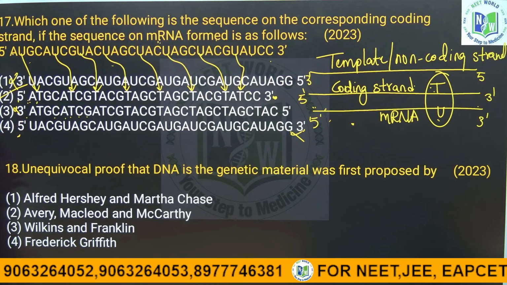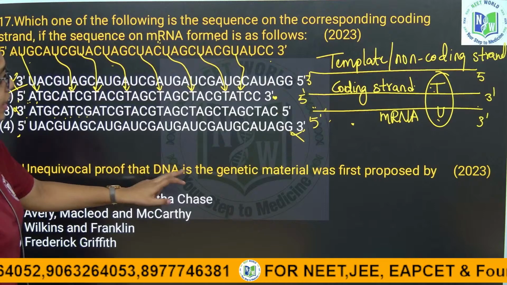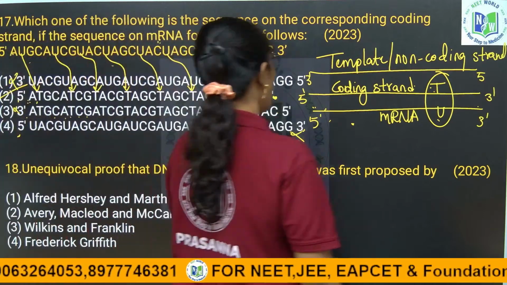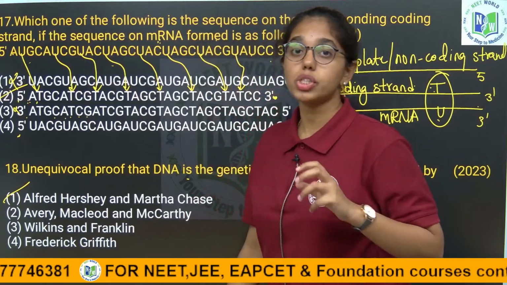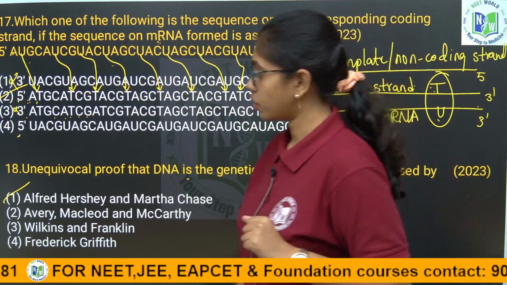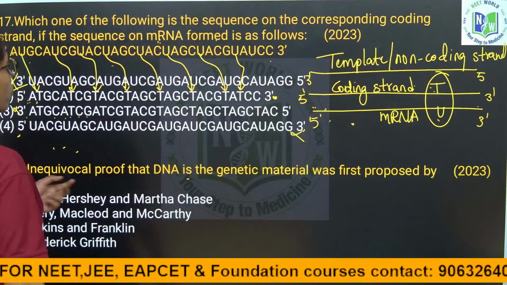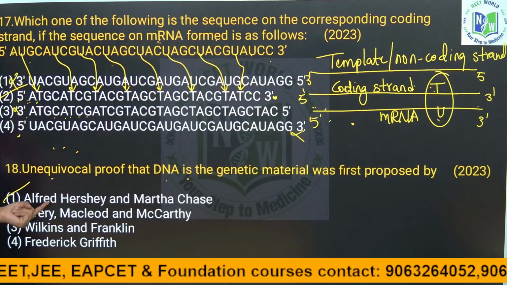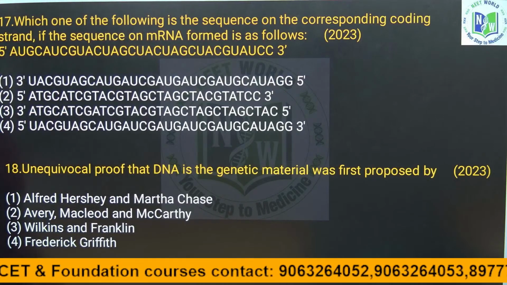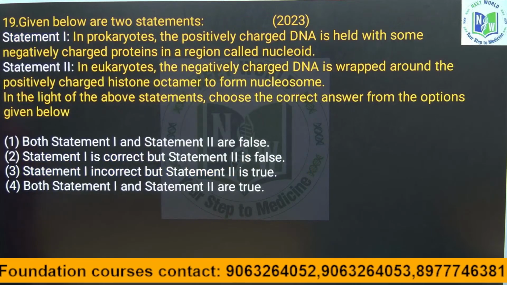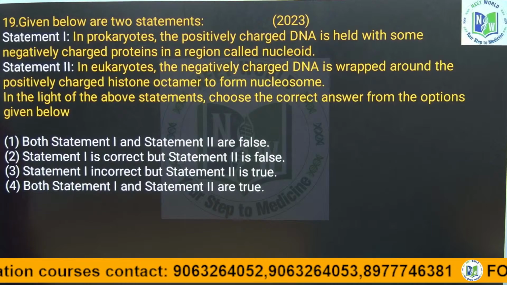Yeah. Next. Unequivocal proof that DNA is the genetic material was provided by the Hershey and Chase experiment, which they did on bacteriophage. Next question, given below are two statements.